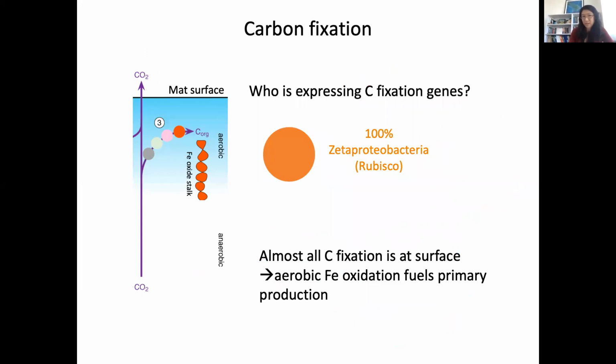Who is fixing carbon? Almost all the carbon fixation, according to the transcriptome, is happening at the mat surface. That's because it's coupled to iron oxidation, right? And it's happening in the zeta proteobacteria. And so these organisms are fueling primary production, which then can be used and is the chemical foundation for this community.